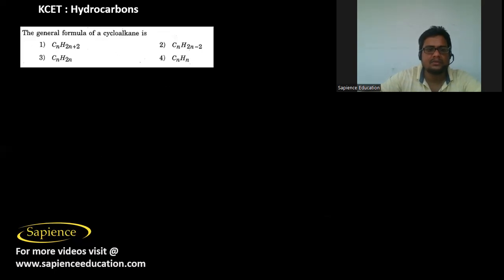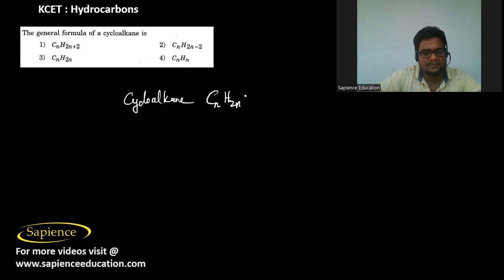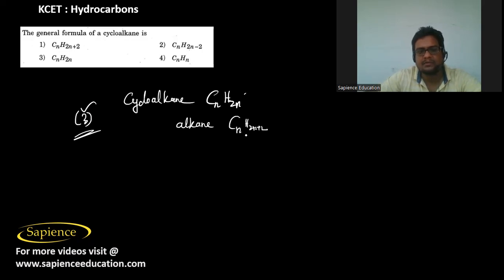Then here it is told: the general formula of a cycloalkane is. So the general formula of a cycloalkane is CnH2n. So option 3 is the correct answer. And the formula of an alkane, or I can say open chain alkane, will be CnH2n plus 2. But for cycloalkane, it is CnH2n.